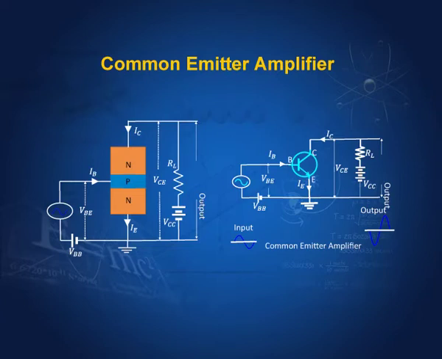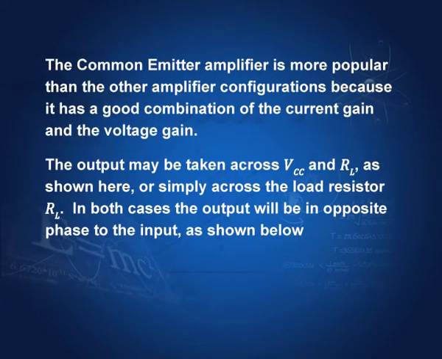This just explains the use of this block diagram for the transistor. Otherwise, this is the emitter, this is the collector, this is the base, and this is forward bias, this is the reverse bias, nothing much. And these are the voltages VBB, VCC, and this is the output across this VCE, as we have been saying. So, this is the common emitter amplifier. The common emitter amplifier is more popular than the other amplifier configurations because it has a good combination of current gain and voltage gain.